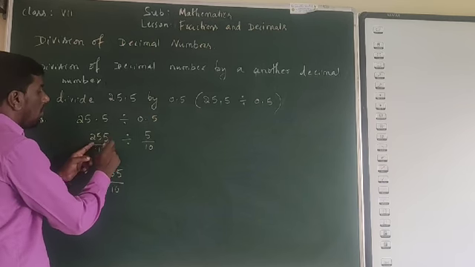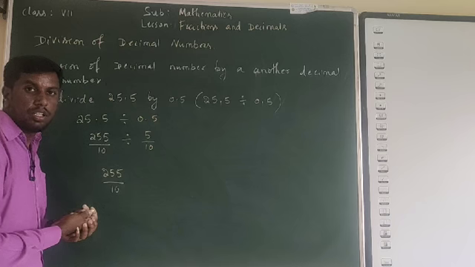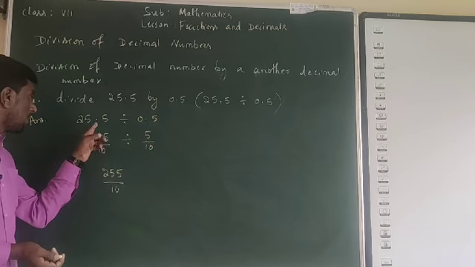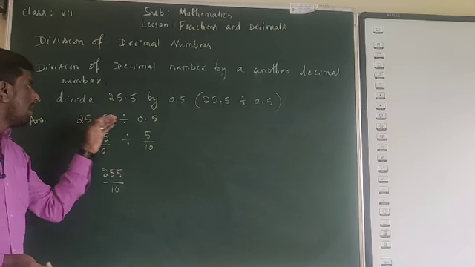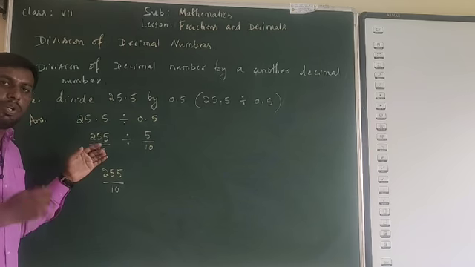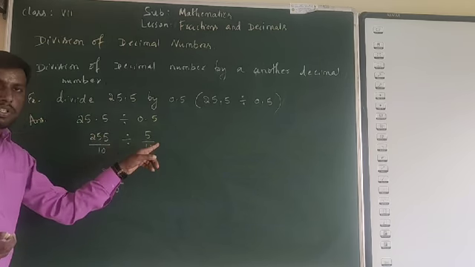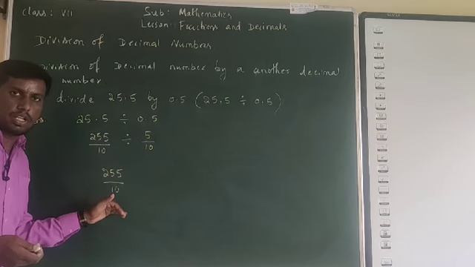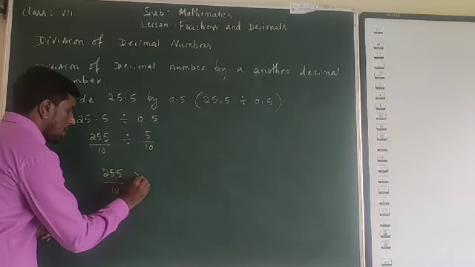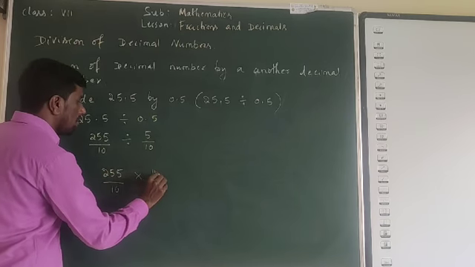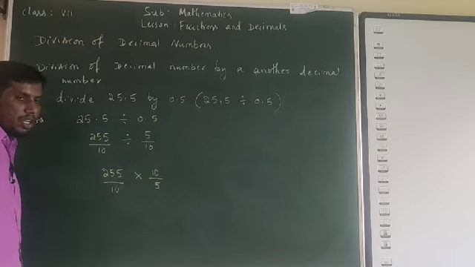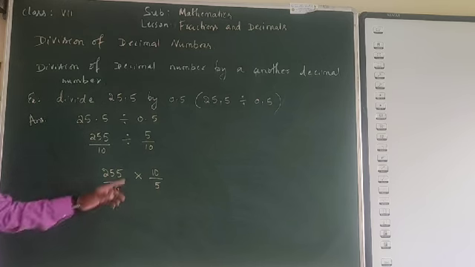This is division of a fraction by a fraction. 255 by 10 is a fraction. 5 by 10 is a fraction. Initially it was decimals. We have converted them into fractions. Now we know the rule for division of a fraction by a fraction. Write the first fraction as it is. Convert the division operation into a multiplication operation. Then take the reciprocal of the second fraction, which is 5 by 10. If you take the reciprocal of that, we will get 10 by 5. Okay.